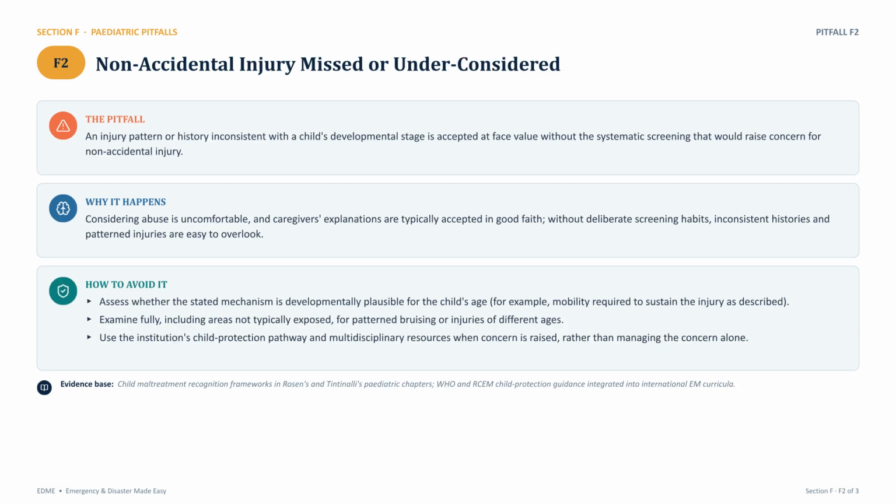Pitfall F2 is missing or under-considering non-accidental injury. It is easy to accept a caregiver's account at face value, but you must assess whether the injury mechanism matches the child's developmental stage. Always perform a complete physical exam and utilize your institutional child protection pathways when concerned.